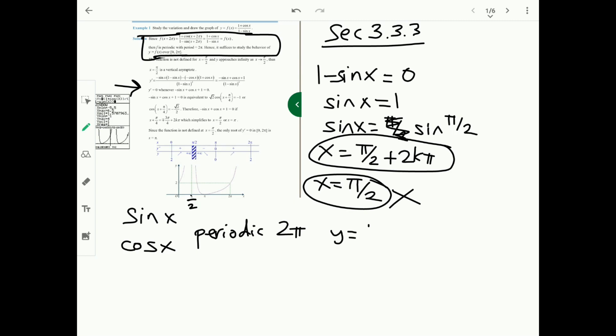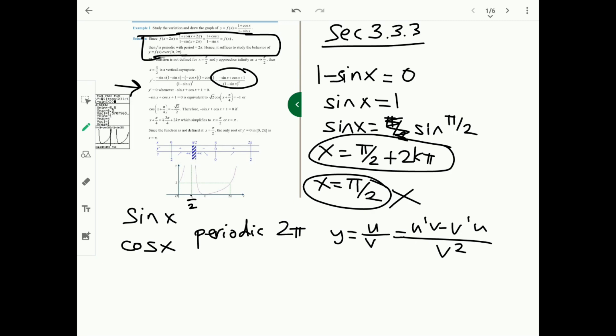Y is equal to u over v. U and v are both functions, so the derivative is u prime v minus v prime u over v squared. I'm going to assume you guys know this, so I'm not going to solve it. But now this is the derivative. Now what do we do? We equate it to 0. A function that is a fraction is only equal to 0 when the numerator is equal to 0.